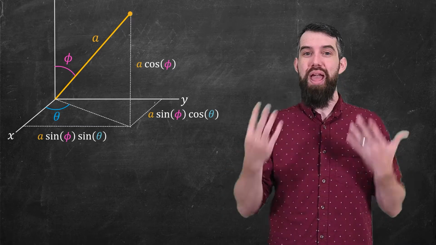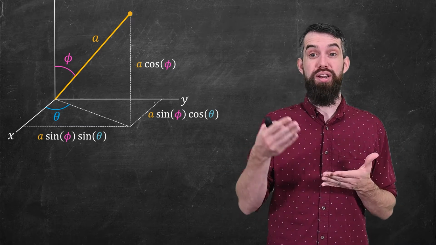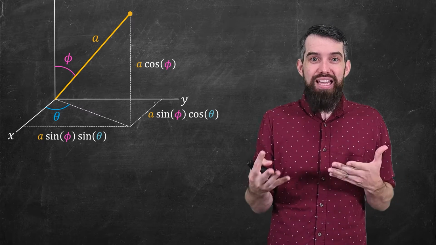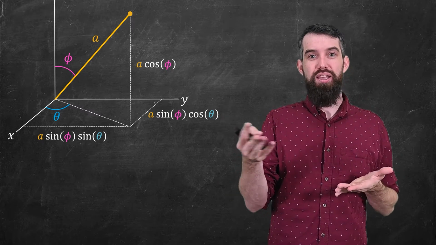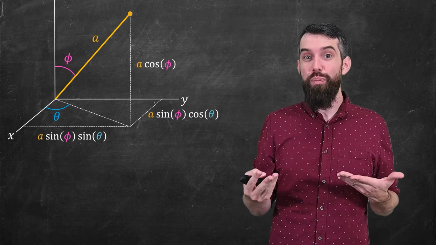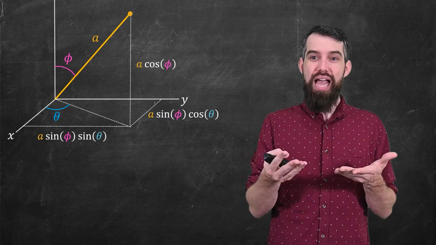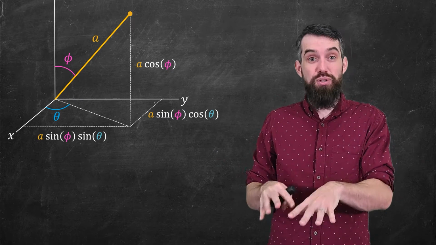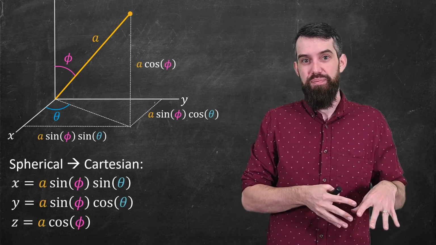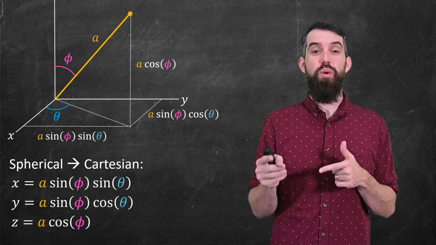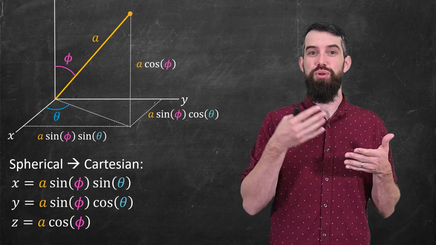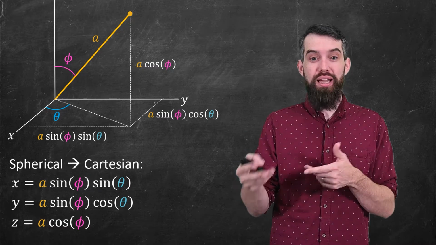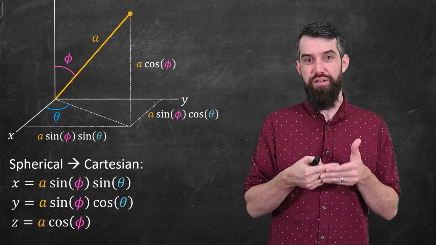The idea is you can describe any point by 3 different coordinates, a, phi, and theta. The a is the length from the origin out to the point. The phi is the angle between that line and the z-axis. And the theta is, when you project that line down into the xy plane, the angle between that and the positive x-axis. And then if you play around with the trigonometry here, what you get is that x is equal to a sine phi sine theta, y is equal to a sine phi cos theta, and z is equal to a cosine of phi.